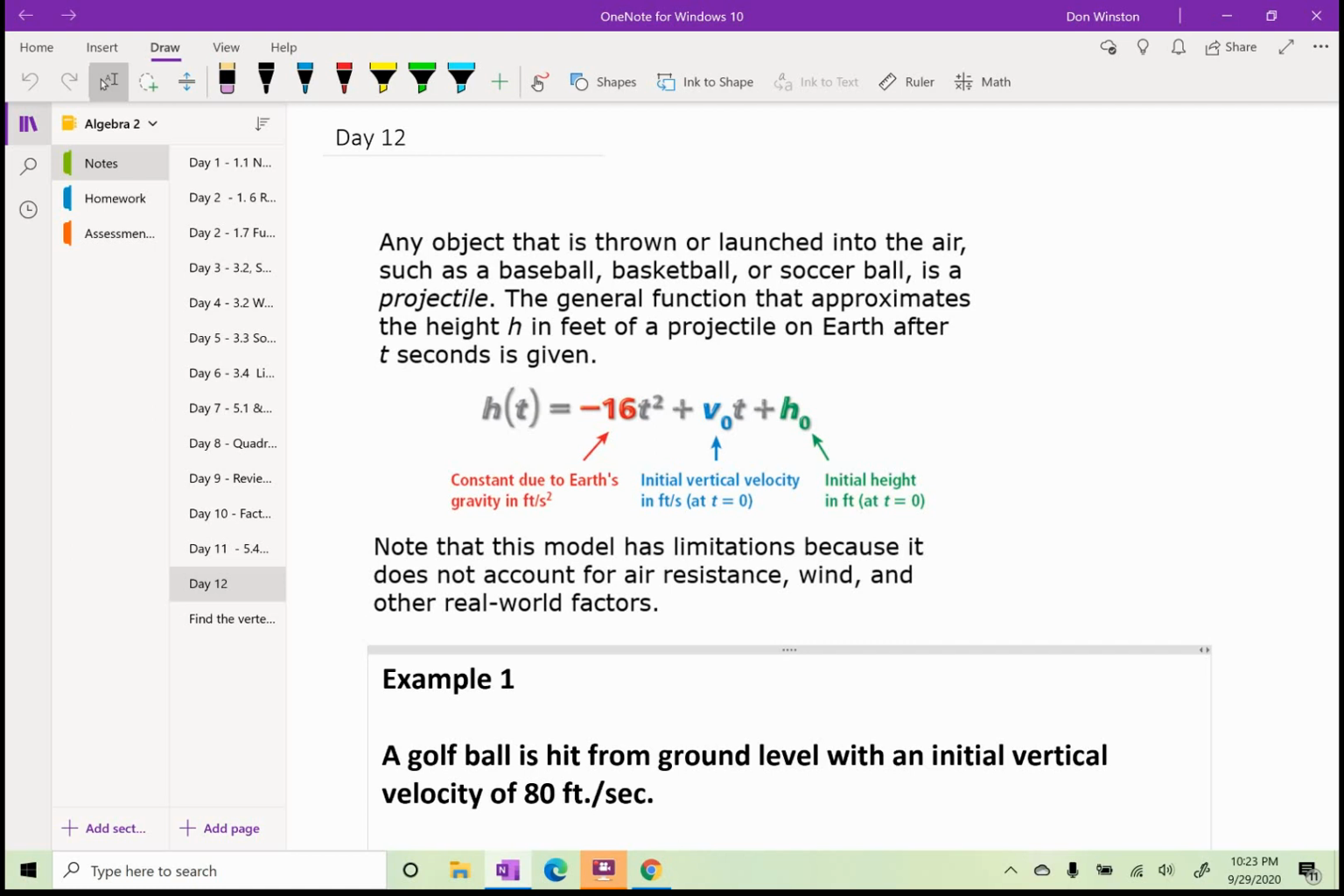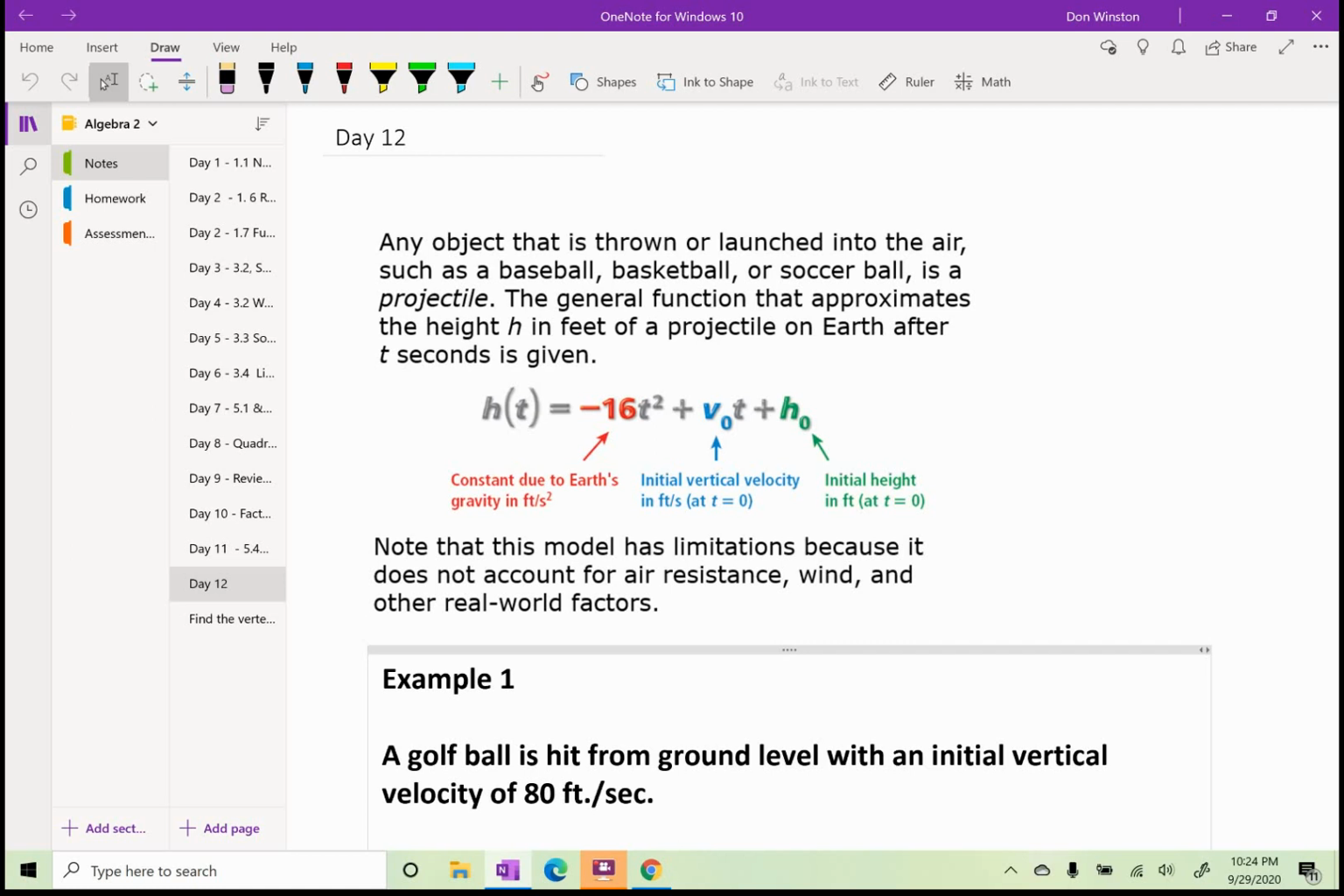Any object that is thrown or launched into the air, such as a baseball, basketball, or soccer ball, is a projectile. The general function that approximates the height h in feet of a projectile on Earth after t seconds is given by h, the height, is a function of t, or time, and it equals negative 16t squared plus the initial velocity v sub 0 times t plus the initial height h sub 0.